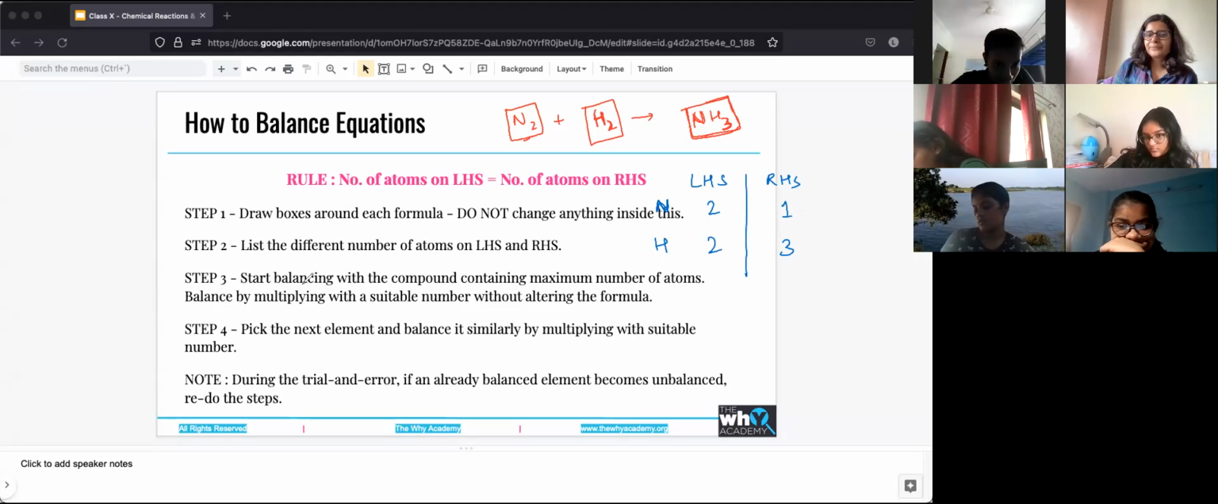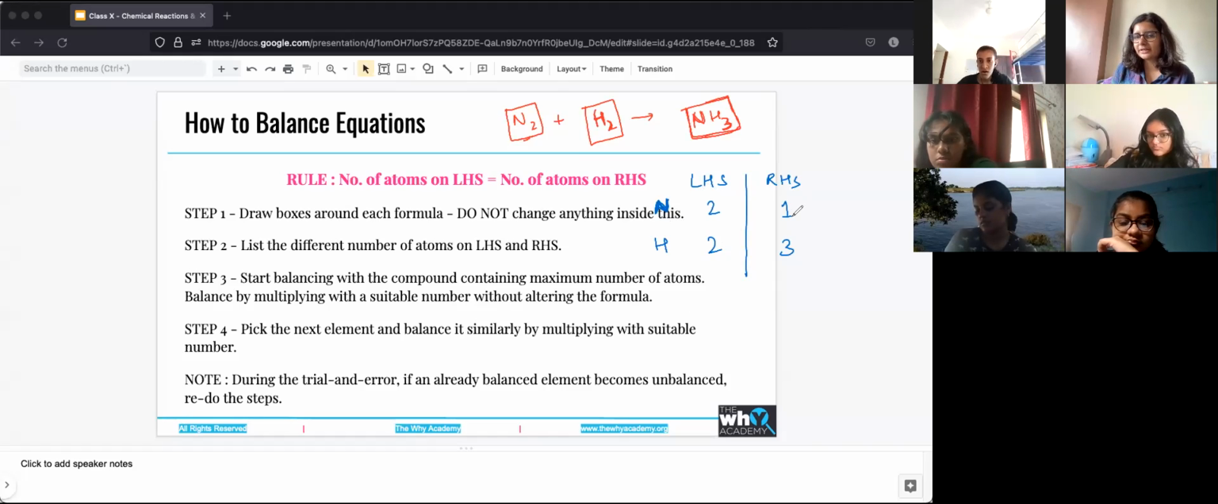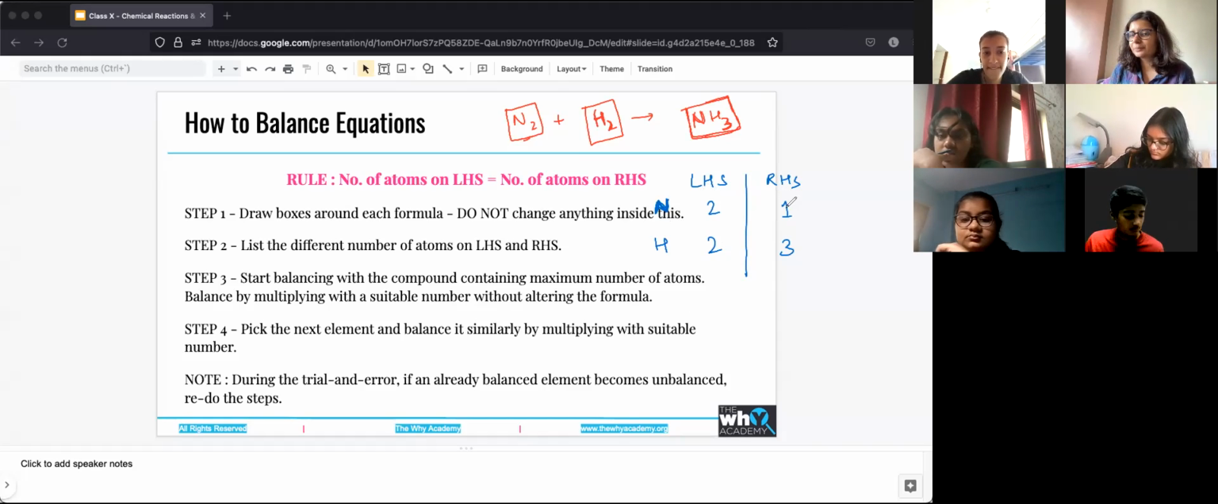Then step 3, start balancing with the compound containing the maximum number of atoms. Balance by multiplying with a suitable number without altering the formula. The main thing, how you balance, is to multiply that particular formula with a number. So for example, if we take nitrogen, nitrogen on the LHS is 2, on the RHS is 1. So on the RHS there's a lesser number of atoms, right? How can you make 2 equal to 1? Like what number should you multiply this by to make it equal?